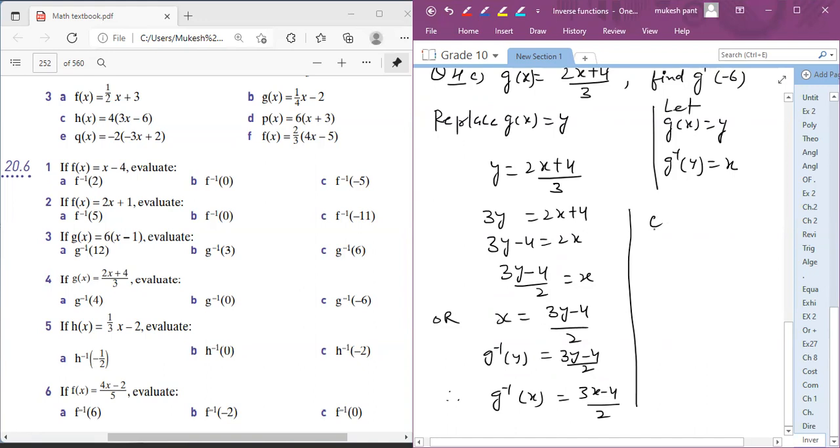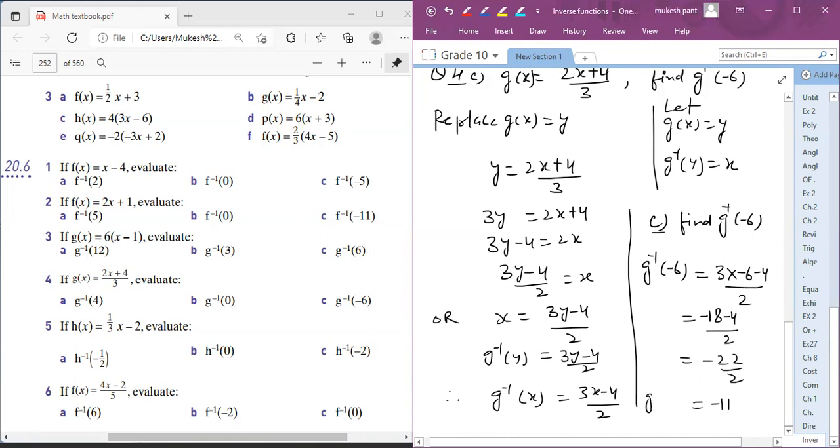What we have to find out is g inverse of negative 6. Okay, and we have g inverse here. So g inverse of negative 6 means wherever there is x, you write minus 6, or replace x by minus 6. So this becomes (3 times minus 6 minus 4)/2. So minus 18 minus 4 over 2, minus 22 over 2. So this is negative 11. So g inverse of negative 6 equals negative 11.